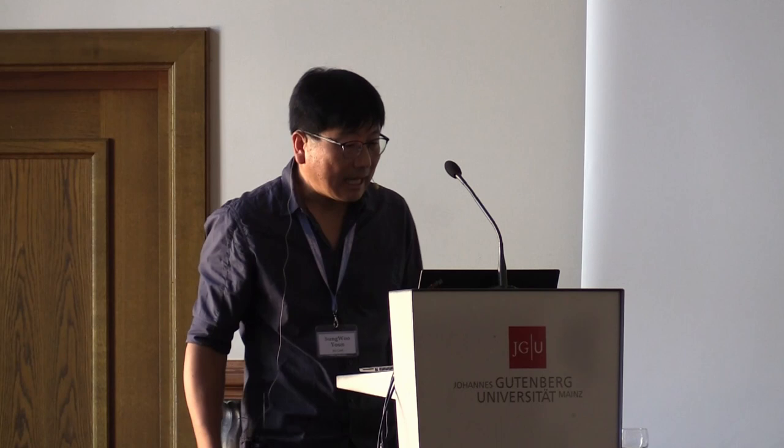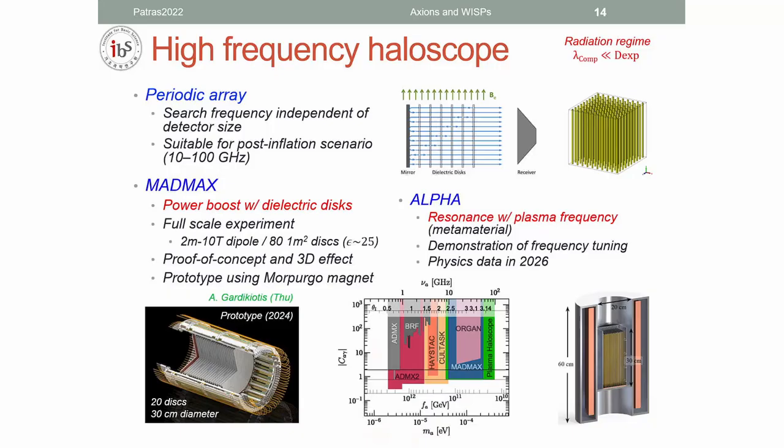And then ALPHA is another version over here. Basically it makes use of the resonance with the plasma frequency of the metallic electrons, basically the plasma. The demonstration of the frequency tuning was done recently, and they are setting up the experiment, which they plan to take the first physics data in a few years.